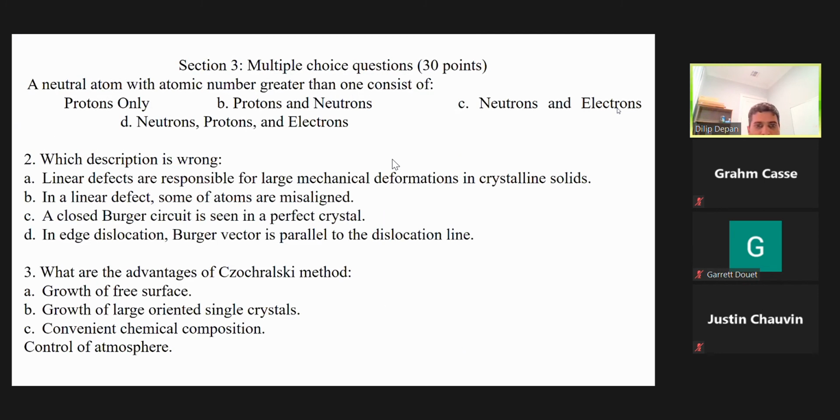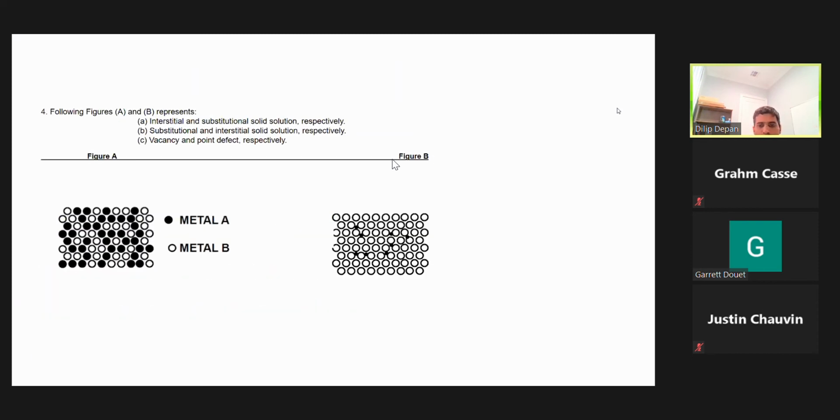Once again, I think this has been done. A neutral atom with atomic number, the right answer is D. Which description is wrong? What do you think? Which description is wrong here? I think we did these questions. It is D, perpendicular. Yes. What are the advantages of Czochralski method? It has been coming straight away from the quiz. Growth of large oriented single crystals. This one is also very simple.